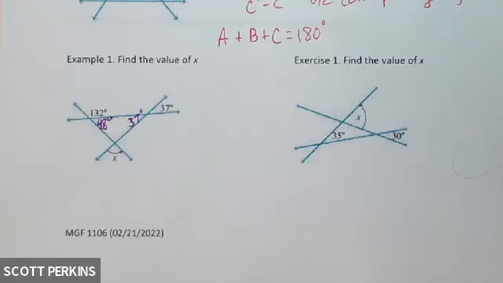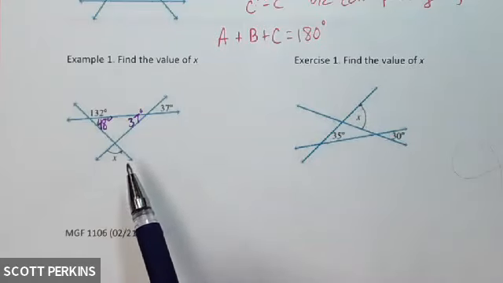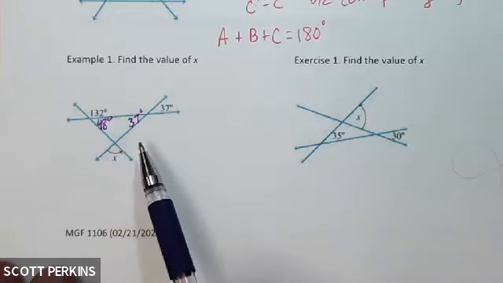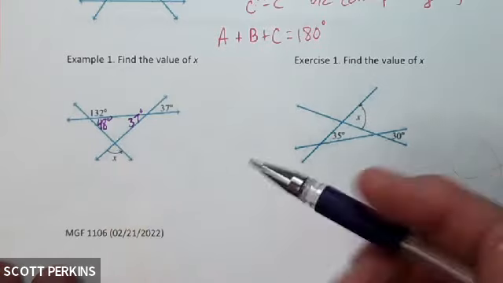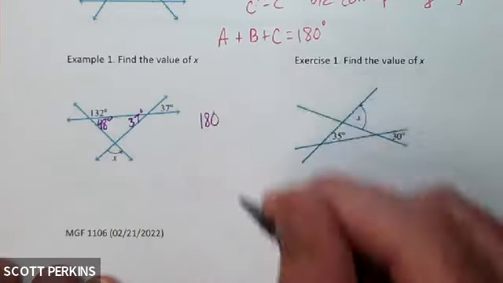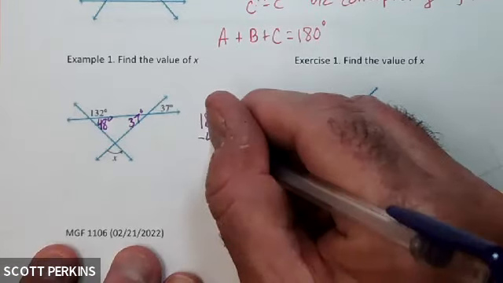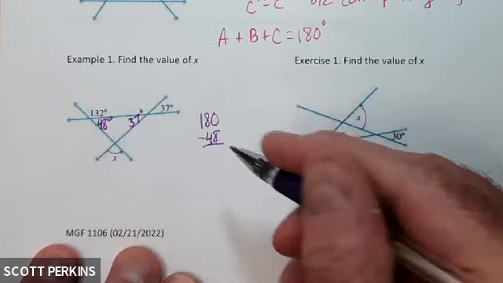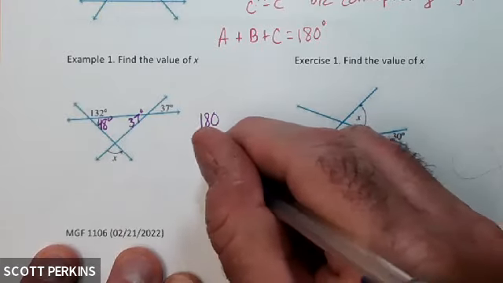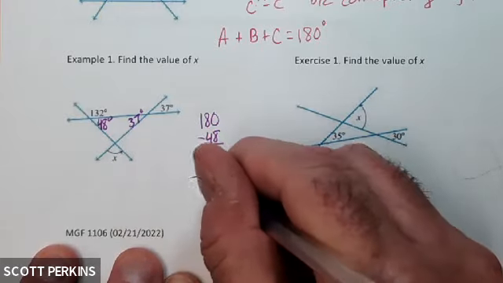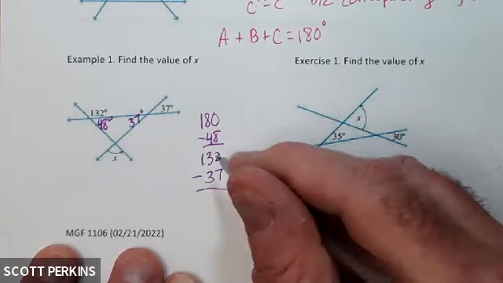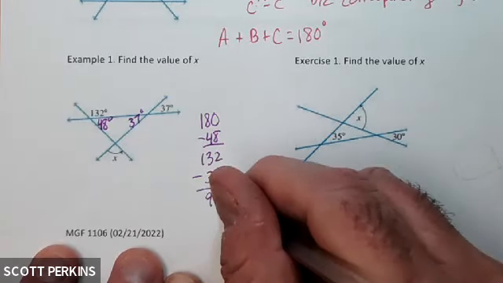Okay, now here is where that bit of trivia we just talked about a moment ago will come into effect. The sum of the angles of the triangle have to add up to 180 degrees. So I'm going to take that 180 degrees for the triangle, and then subtract 48, which is the first one. And so that leaves me with 132. Then I'm going to subtract 37 from that. And that leaves me, what, 95?